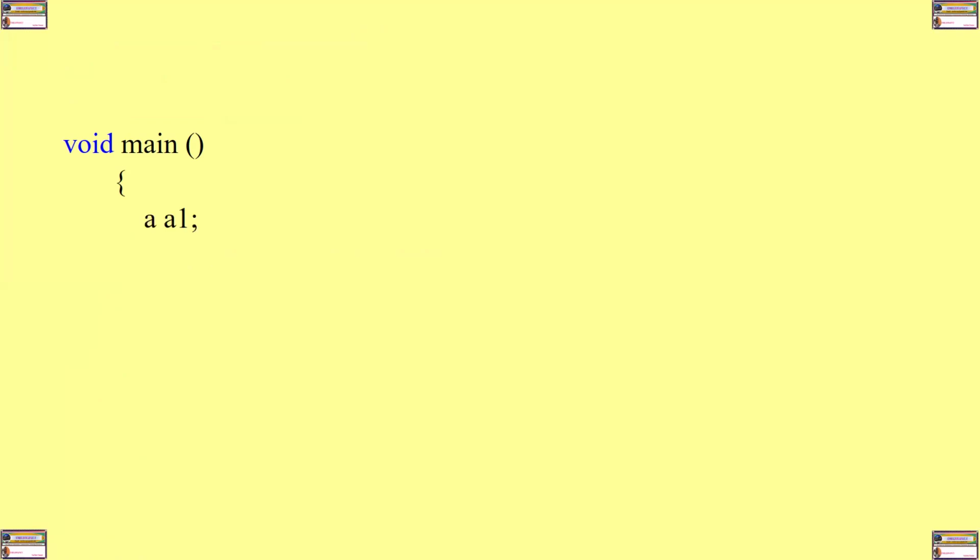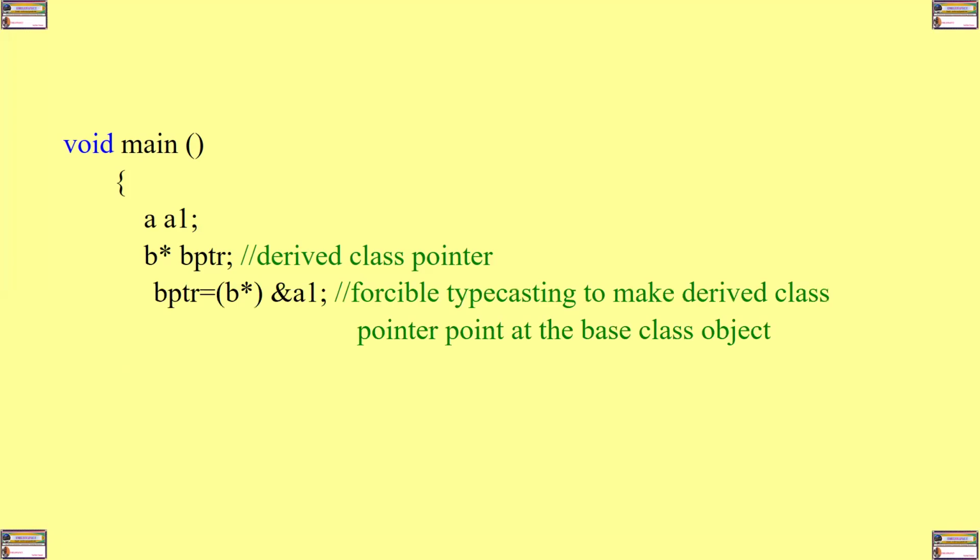First, we have the instance called A1, of type class A. And then now we have a derived class pointer. Remember, the class is called B, and therefore the pointer for that class is B. So I'm calling it B PTR.